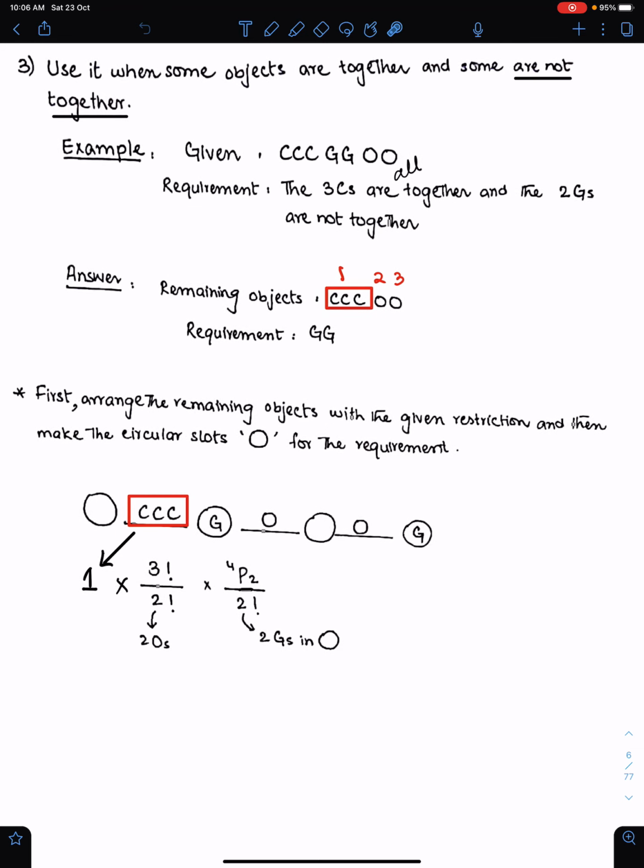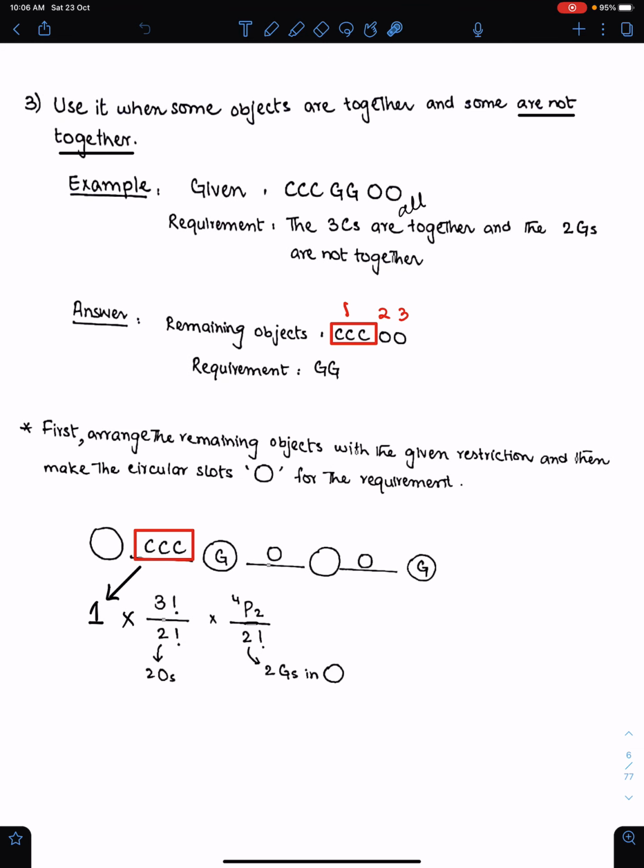The third application of the spaces method: use it when some objects are together and some are not together. In this question, it is very important that you consider the not-together objects as the requirement. For example, we have 3 identical cans of colas, 2 identical cans of green teas and 2 identical cans of orange juice. Requirement: the 3 C's are all together and the 2 G's are not together.